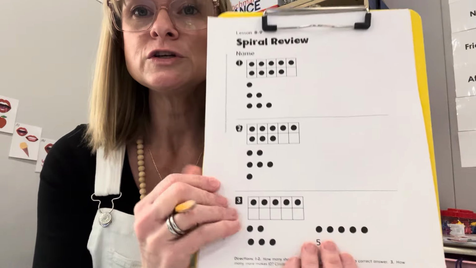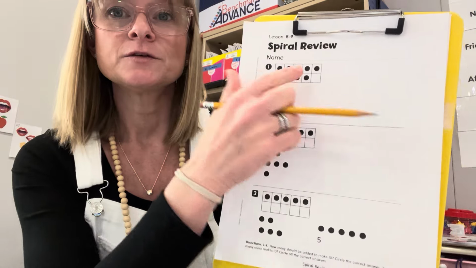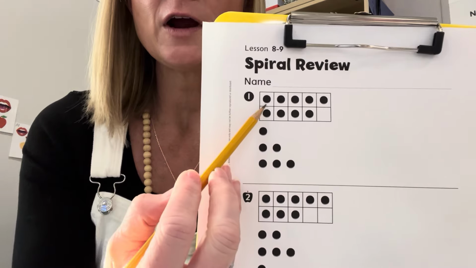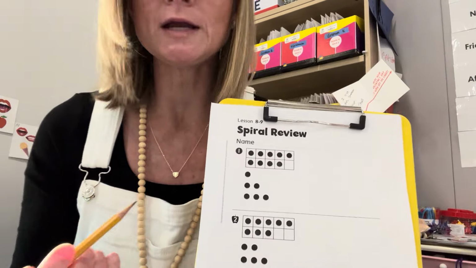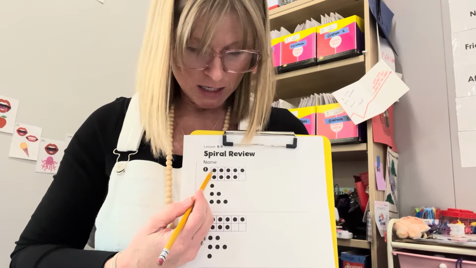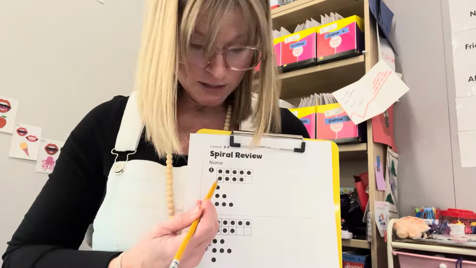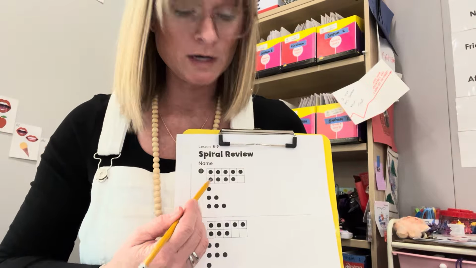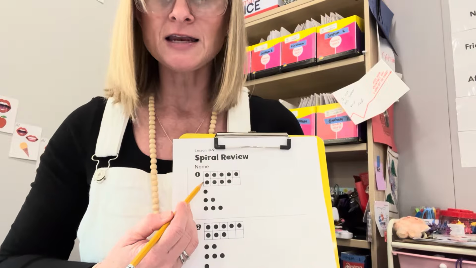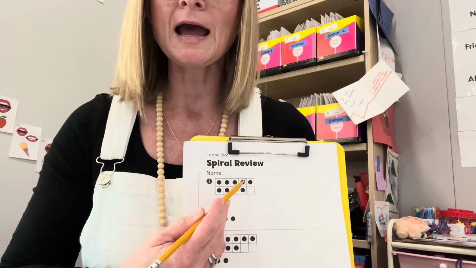All right, we're gonna do some review with 10 frames and making 10. So remember, when you start with a 10 frame, you count just like when you're reading. You start on the top left side, you count all the way over to the right side, then you come back down to the bottom. Just like when you're reading, you would come back to the left side on the next line and count from there. It's the same thing when you're drawing counters in a 10 frame.